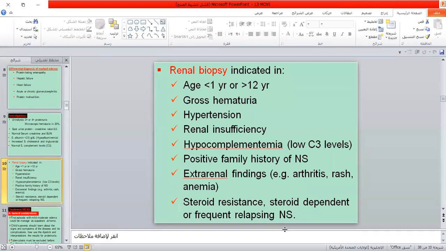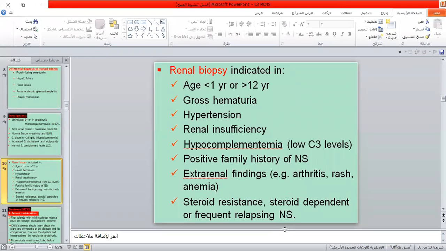At the beginning I had only proteinuria, and I considered it nephrotic syndrome, but with the course of the disease, on follow up, the patient developed gross hematuria, hypertension, renal insufficiency, hypocomplementemia, meaning low C3 level, positive family history of nephrotic syndrome, extra renal findings, for example arthritis, rash, anemia. Because here we have likelihood of other types of glomerulonephritis, especially Henoch-Schönlein purpura and SLE and more.